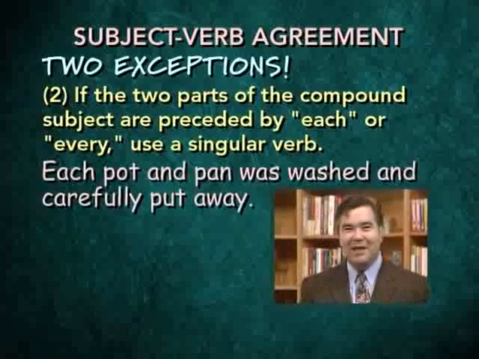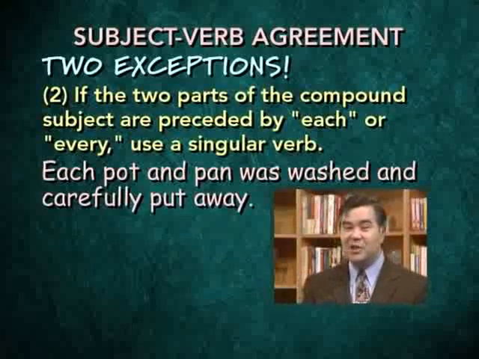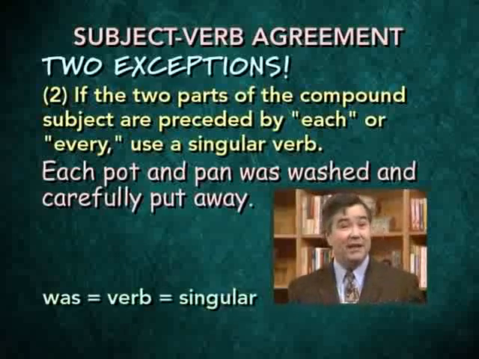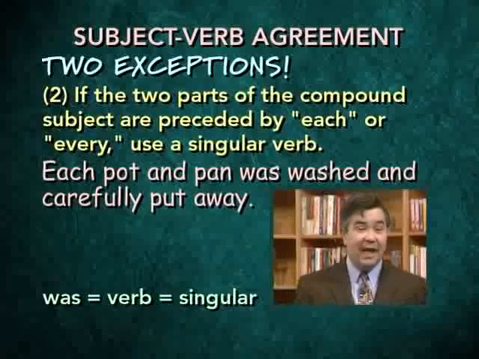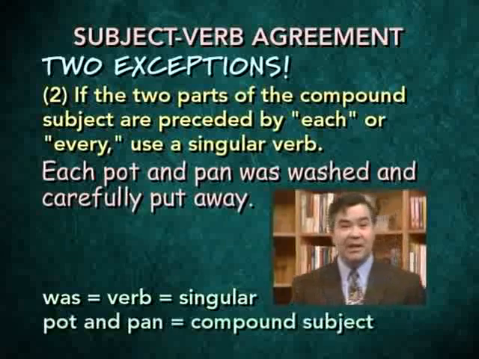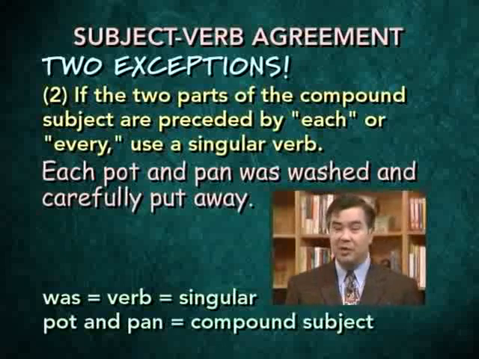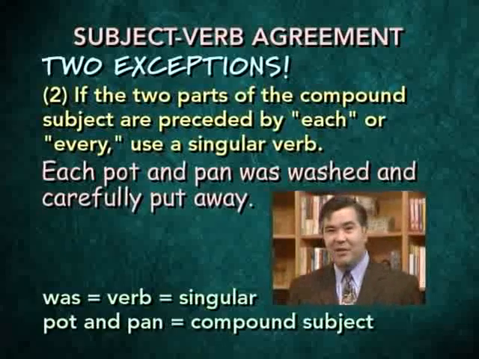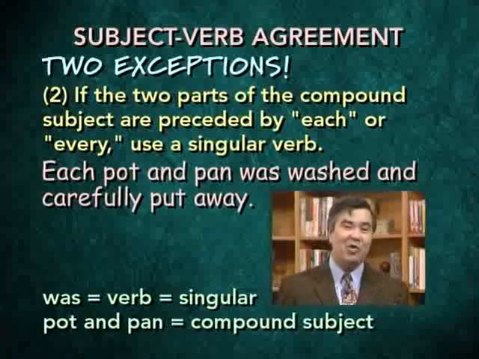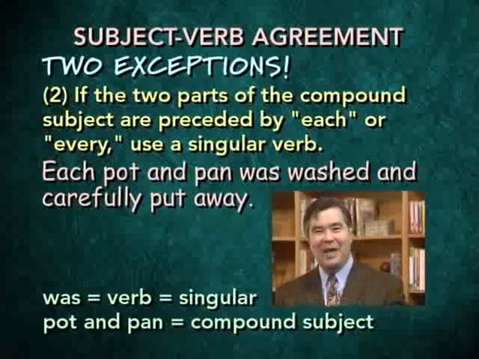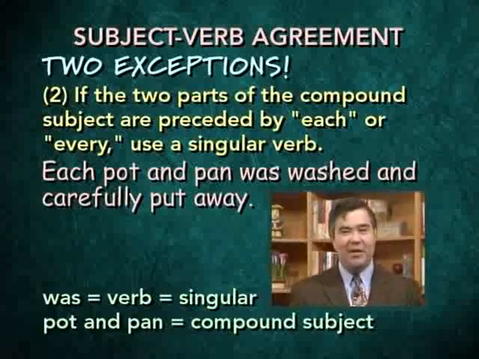Look at this example. Each pot and pan was washed and carefully put away. Notice that in this sentence we've got the singular verb was washed and was put away, rather than the plural verb were. Why is that? Well, here we do have a compound subject, pot and pan, joined by the conjunction and, which would normally lead us to expect a plural verb. But it's preceded by the word each. And therefore, the subject is changed from plural to singular. We're now talking about each individual pot and pan, one at a time. And therefore, we use the singular verb was rather than plural.